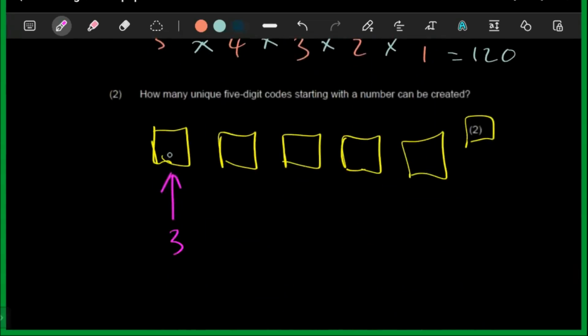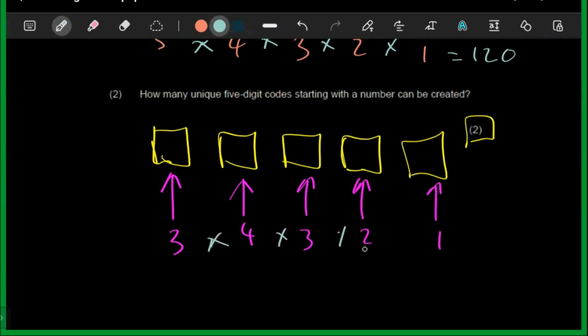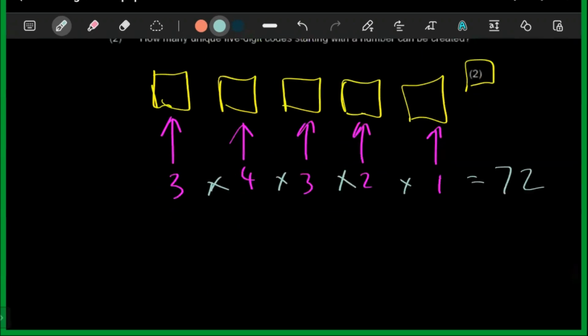Once a number goes here, you only have 4 things that can potentially go here. Once you put something there, you only have 3 here. Once you put something there, you only have 2. Once you put something here, you only have 1 option for the last slot. To get the number of arrangements, you can just multiply all these numbers. It's going to be 3 times 4, which is 12, times 3, which is 36, times 2, which is 72. That's the way we like it.